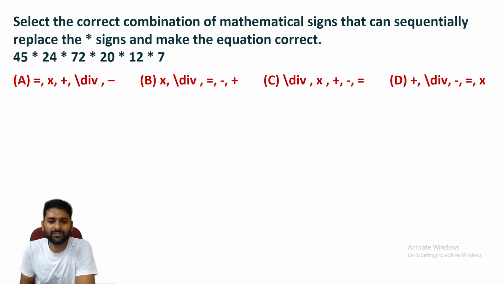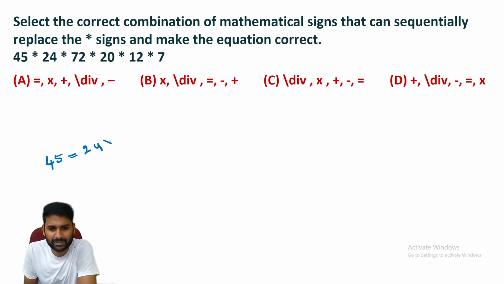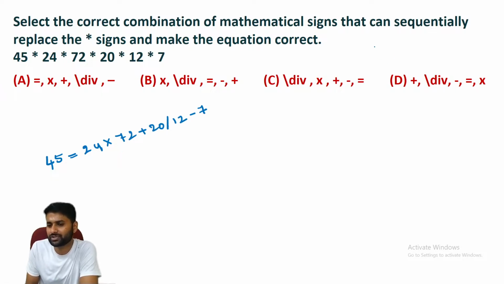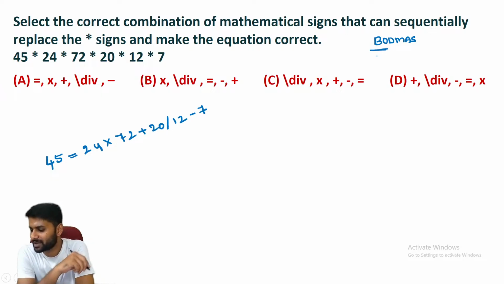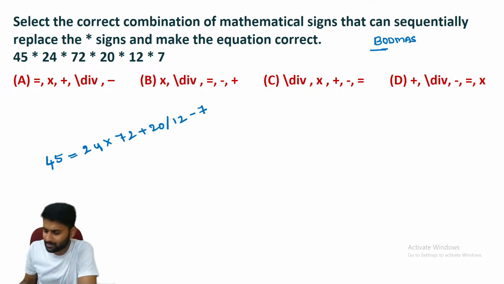This is all about simplification. Be faster in these calculations. See, 45 equal to 24 multiplied with the 72 plus 20 divided by 12 minus 7. Guys, we should follow the BODMAS rule while going with any simplification. BODMAS is all about bracket, division, multiplication, addition, and subtraction. Now, just go through the simplification part.